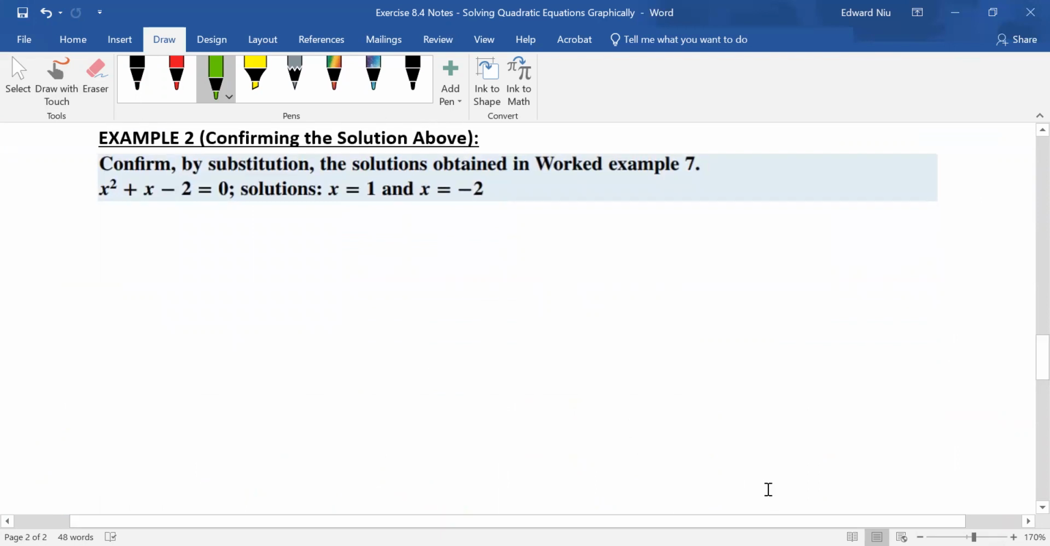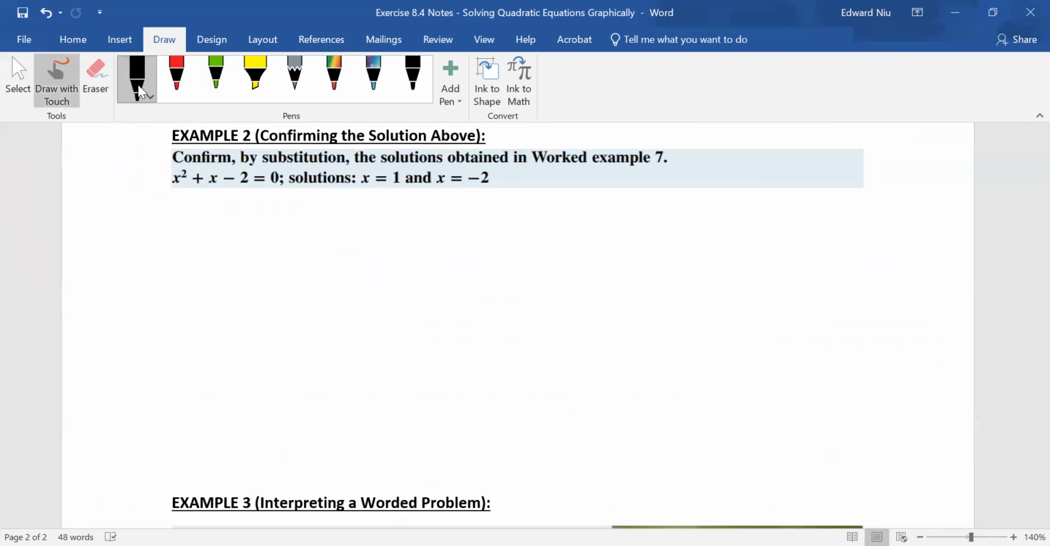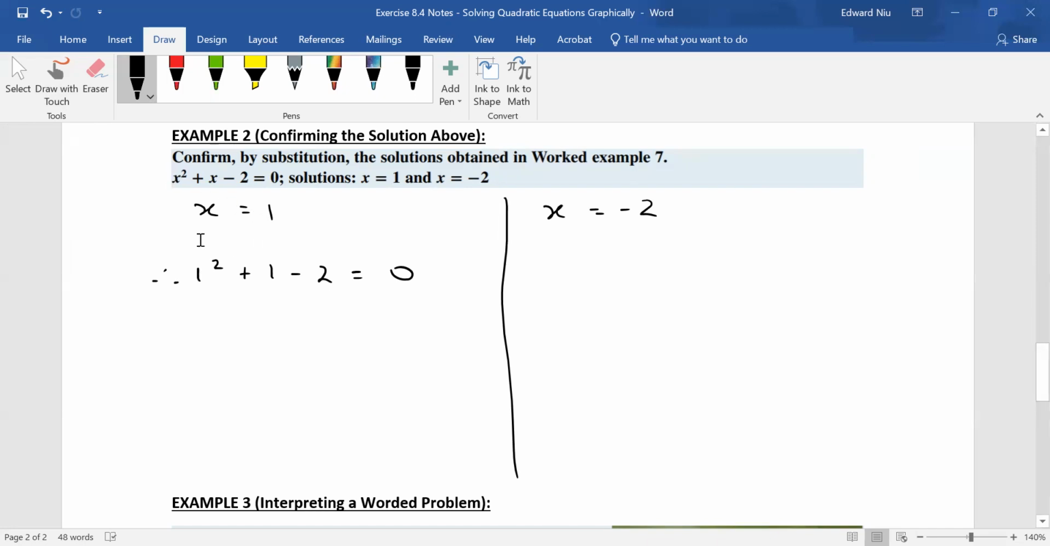So example 2, confirm by substitution the solutions obtained in worked example 1 are true. So just to confirm, what we need to do is substitute x equals 1 and then x equals -2 into the original equation. So therefore, we have 1 squared plus 1 take away 2 equals 0. Now, if the left side equals the right side after we substituted the 1 into the x, see how we've replaced the x squared with 1 squared and the x with 1. If the left side equals the right side, it's the right answer, basically.